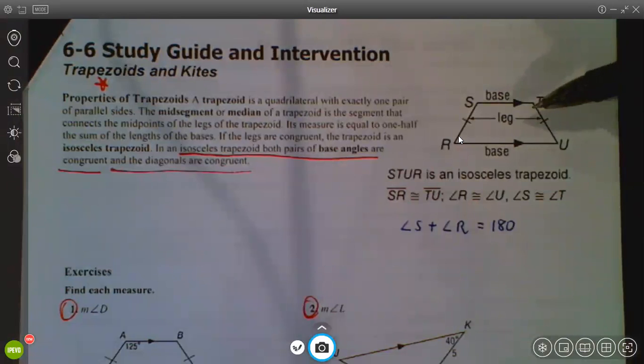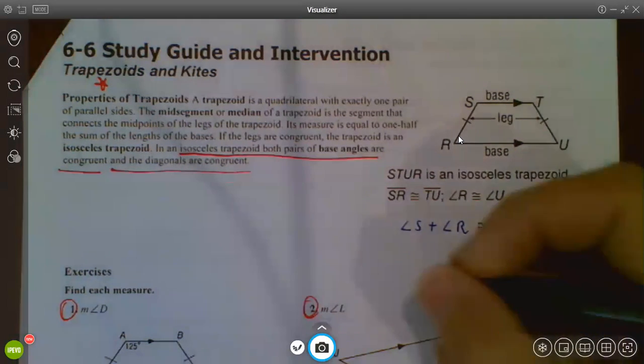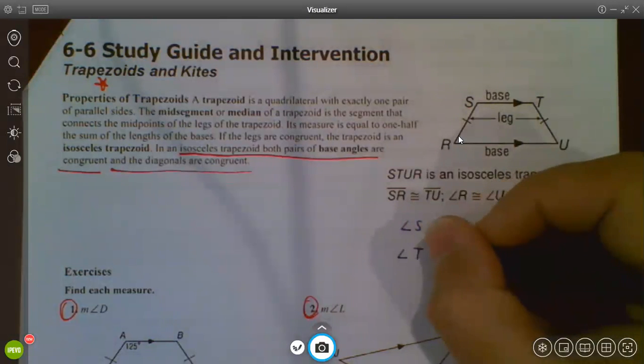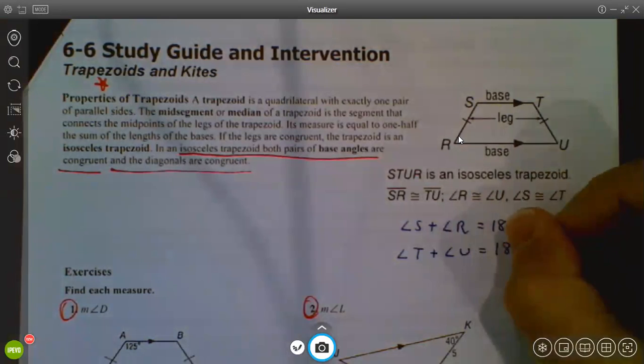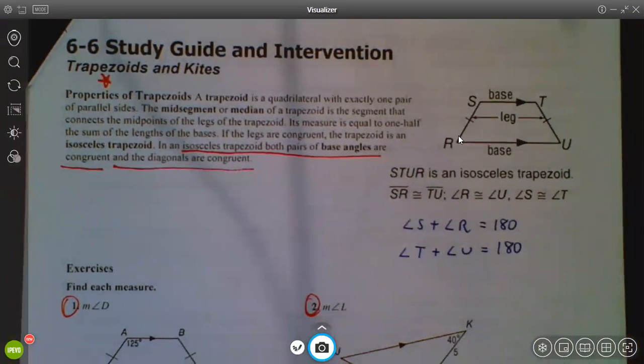And that would be true on this side as well: angle T and angle U. So there's one of our rules. And again, that's for all trapezoids, whether it's isosceles or not. This rule is true all the time. The other rule is the one I underlined in red. This is the one that's only true if it's isosceles.